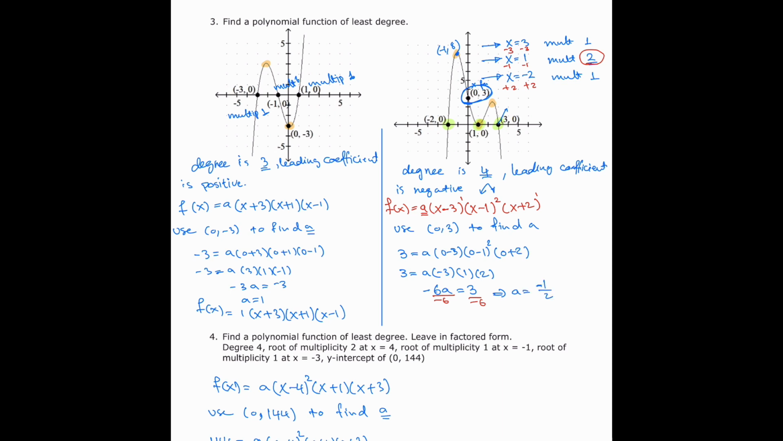if you simplify. Now, it doesn't matter whether you put the negative in the numerator or the denominator as long as you only have one negative. So now the function is going to look like negative 1/2 times x minus 3, x minus 1 all squared, x plus 2. That's it.